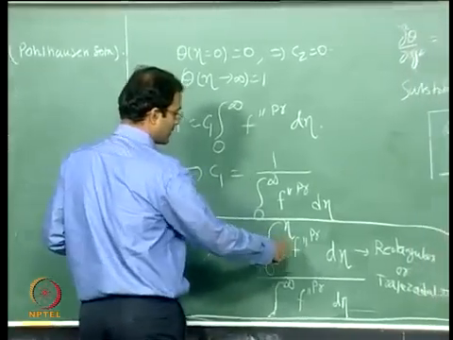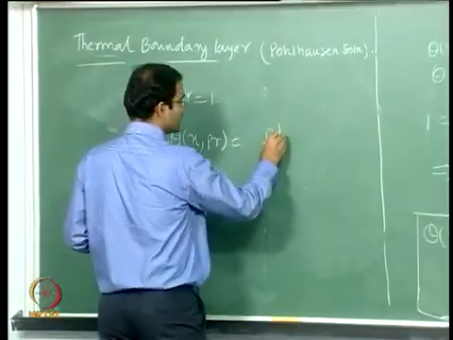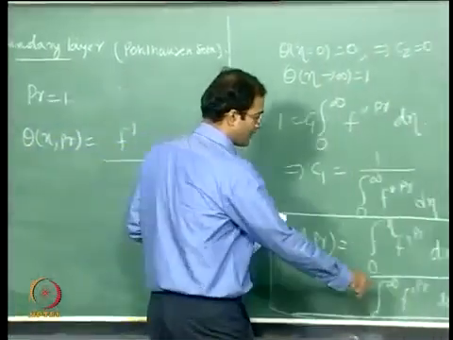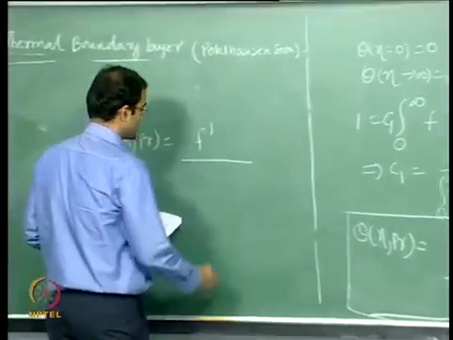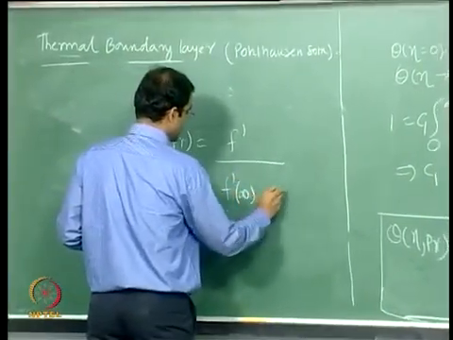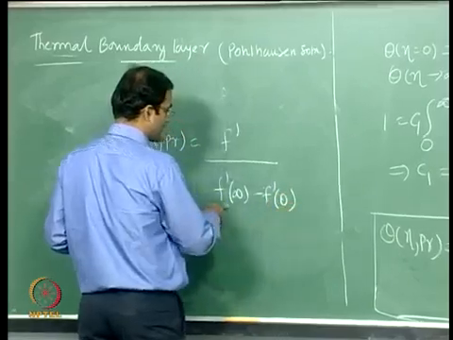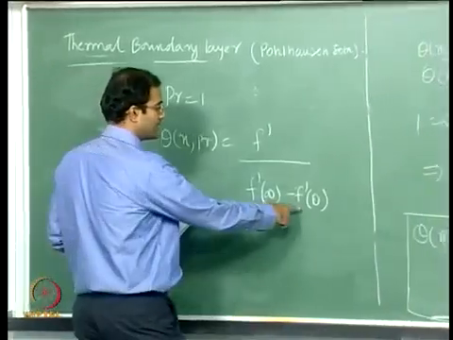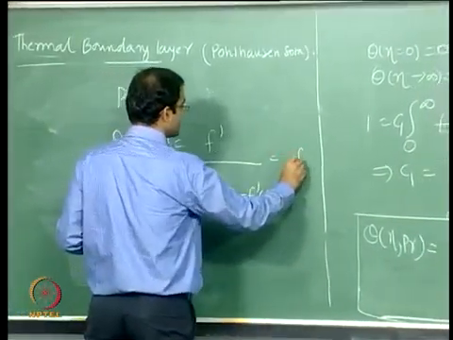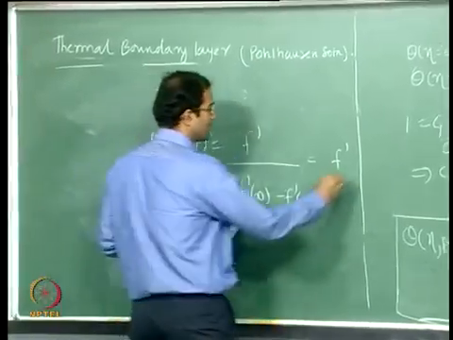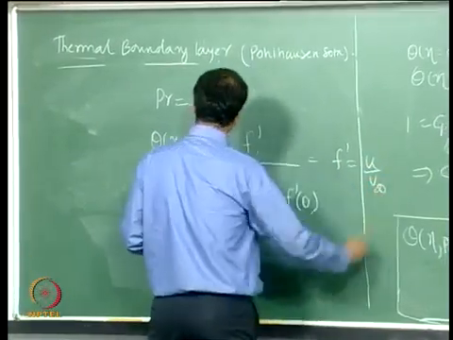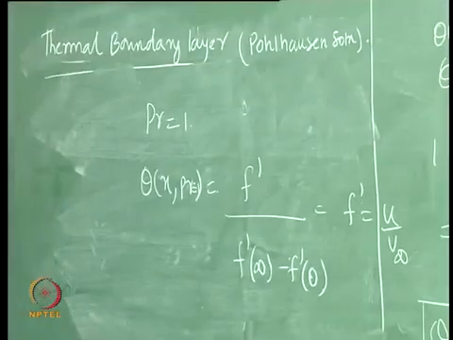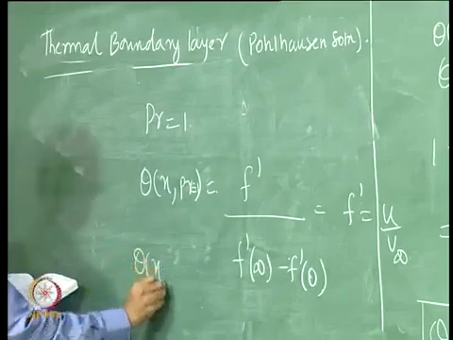So 0 to eta f double prime will be f prime, correct, divided by, this is again f prime between the limits 0 and infinity. So I can say f prime at infinity minus f prime at 0. f prime at infinity, what is the value? 1, and this is 0. So this is essentially f prime. And now what is f prime? Therefore, for the particular case of Prandtl number equal to 1, your theta is exactly equal to f prime.